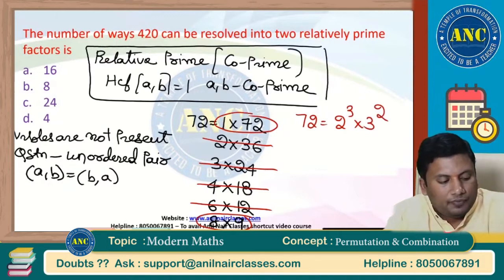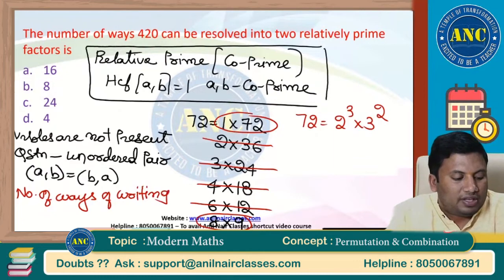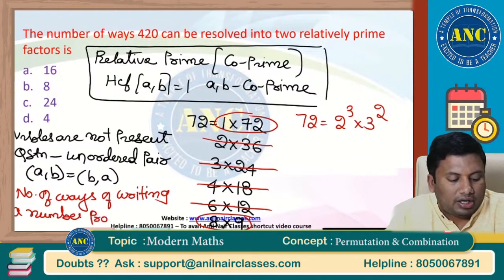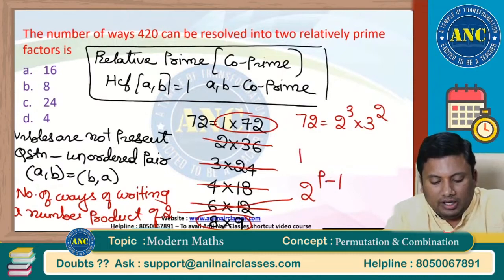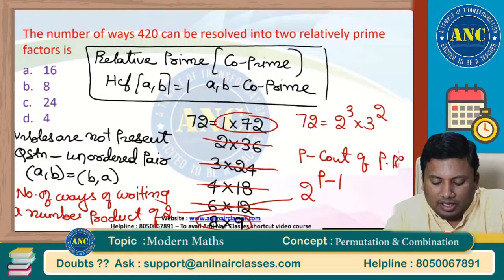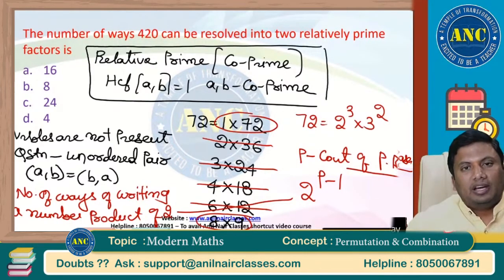Please write down the number of ways. Very, very important concept: the number of ways of writing a number as a product of 2 co-primes is given by 2 power p minus 1, where p is the count of prime bases. I will tell you why it is 2 power p minus 1.